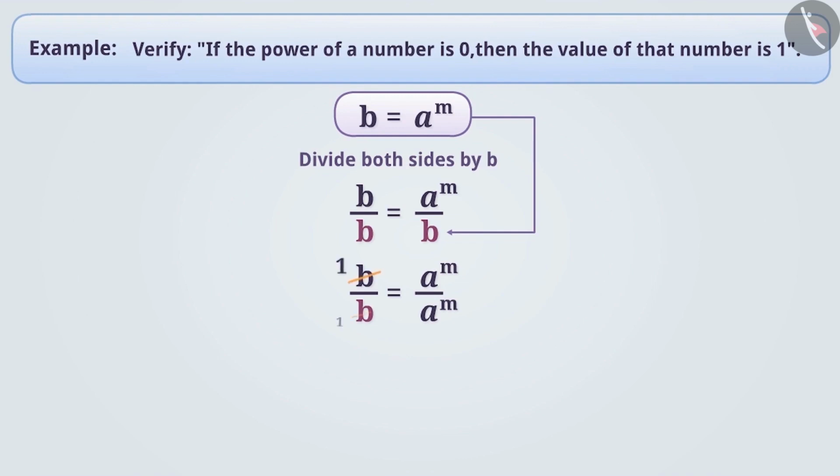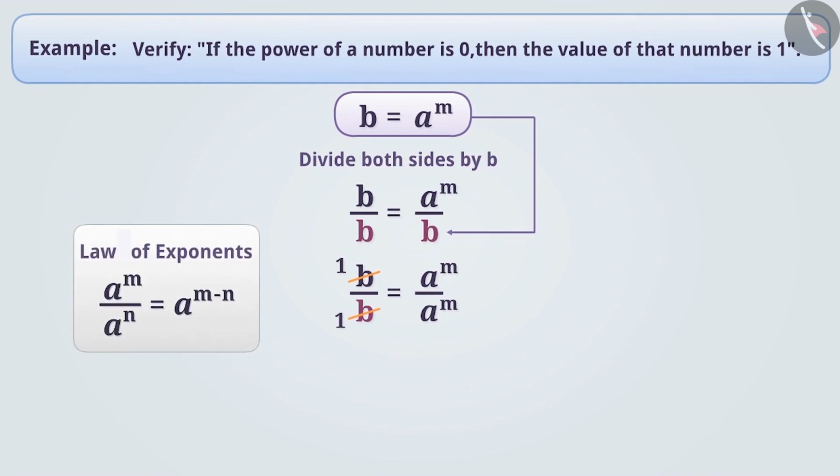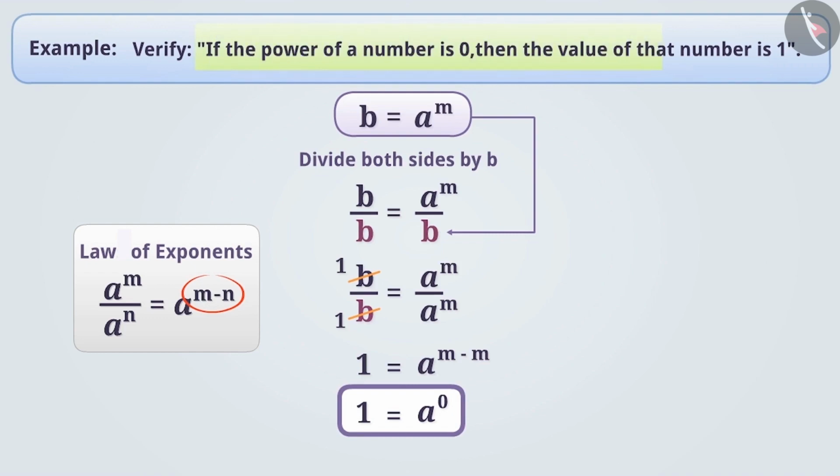On the left side, b is being divided by the same number, so the result will be 1. On the right side, we can apply the law of division of exponents. Under this law, if the base of the division function is the same, then we subtract the power of the divisor from the power of the dividend and write the result as the power of the base. Like here, we will write the power of a as m minus m, which is equal to 0. That is, a to the power of 0 is equal to 1. This verifies that if a number has a power of 0, then its value will be 1.